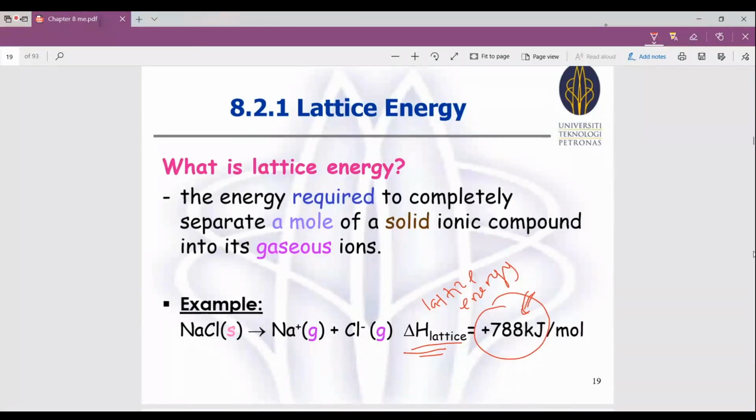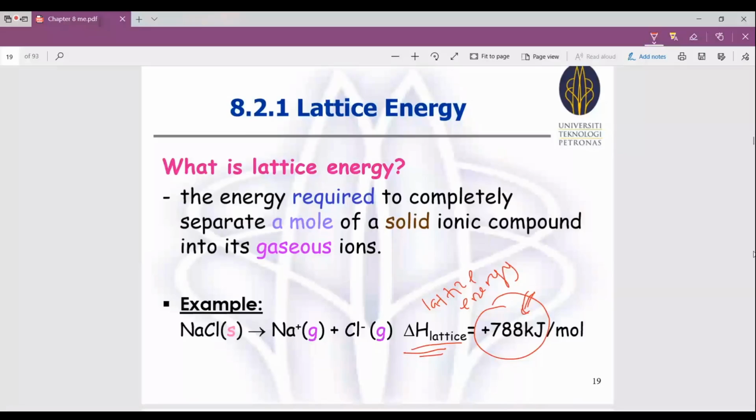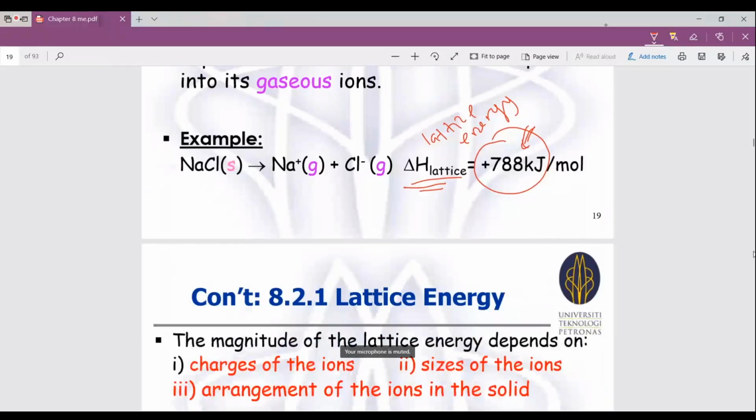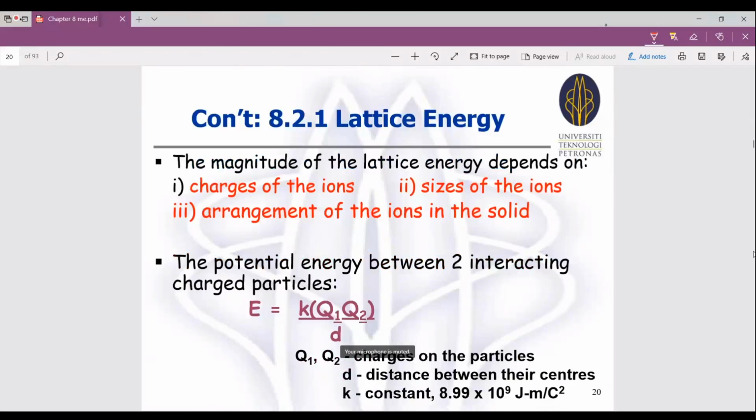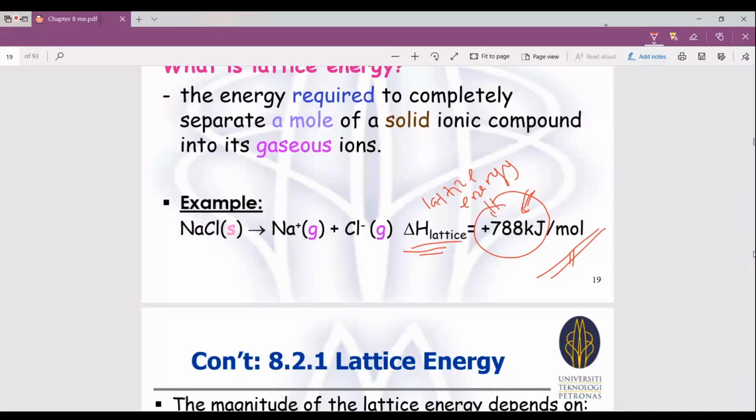Okay. Are there any questions? If no questions, then we continue. Alright. So until here, I want you to understand. Like Yang Wei asking me how do we determine this lattice energy? Okay, that's a very good question.